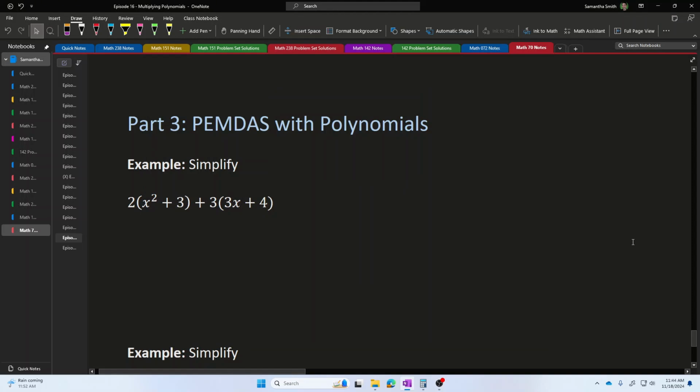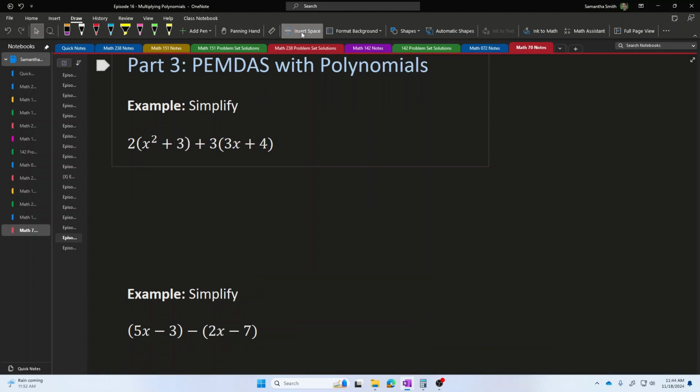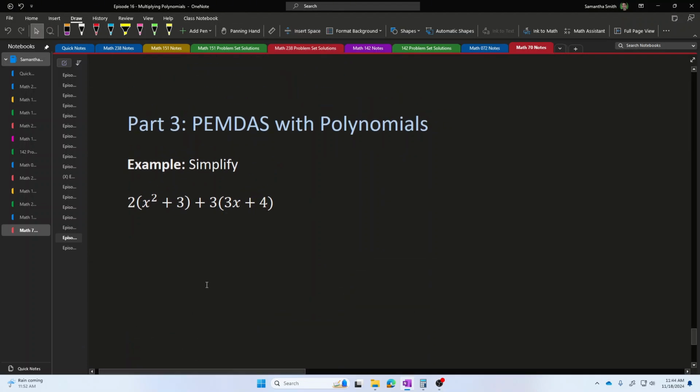To finish up episode 16, let's talk about PEMDAS when polynomials and variables are involved. For example, if somebody says to me, simplify 2 times (x squared plus 3) plus 3 times (3x plus 4), I would follow PEMDAS to execute these instructions. I would start by doing the products in this expression, by doing the multiplication.